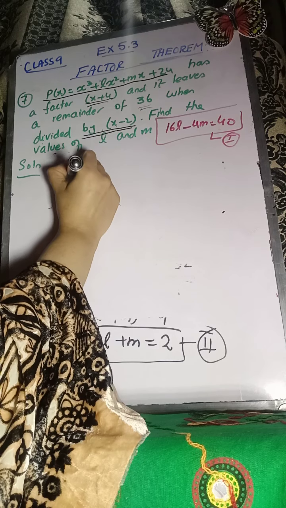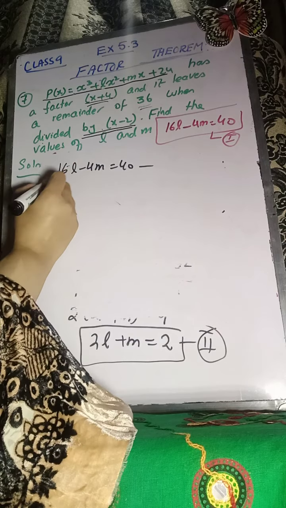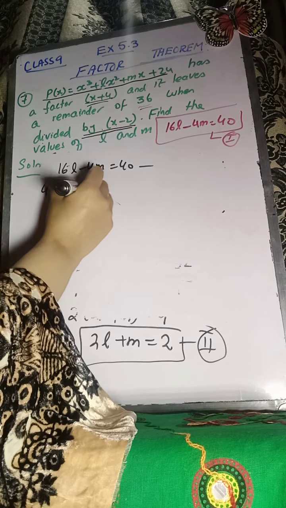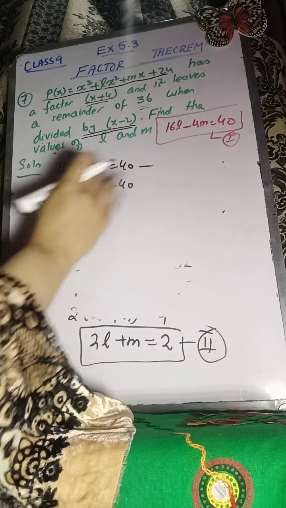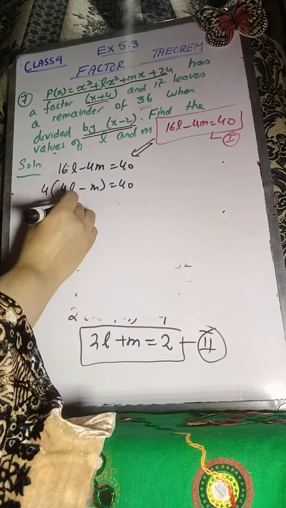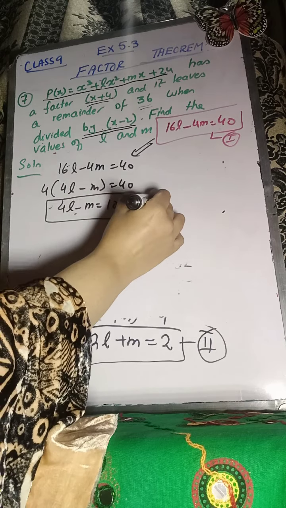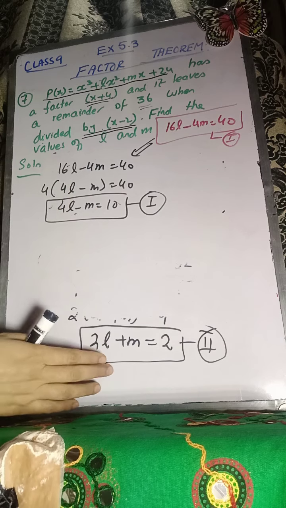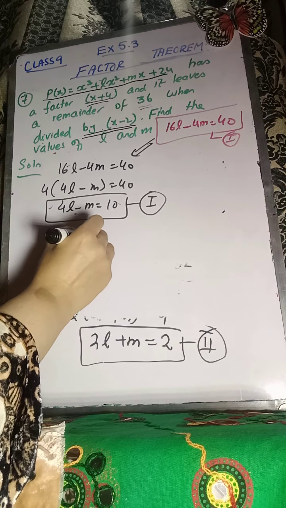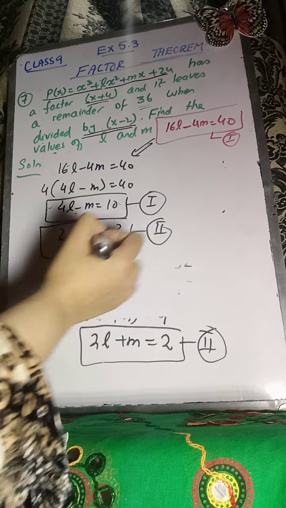Let me write both the equations. The first equation is 16L minus 4M equals 40. I can take 4 common from it, which will give me 4L minus M equals 40, and dividing 4 on both sides, what we are going to get is 4L minus M equals 10, since 40 divided by 4 is 10. This is the simplified first equation. The second equation is 2L plus M equals 2.